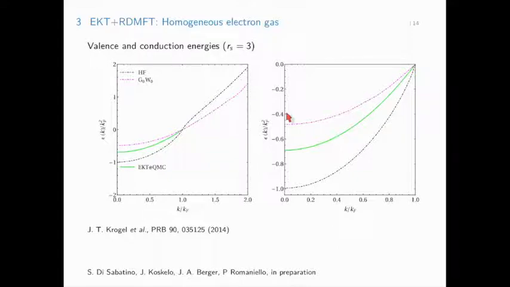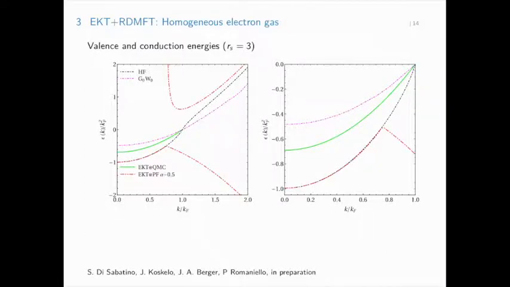And these are results obtained by Krogel and co-workers combining the EKT with quantum Monte Carlo. Unfortunately, these results are available only for the valence part, so we don't know anything about the conduction part. And these results will serve as a reference for our calculations. So this is what one can obtain, imagine, using the best reduced density matrix inside the EKT.